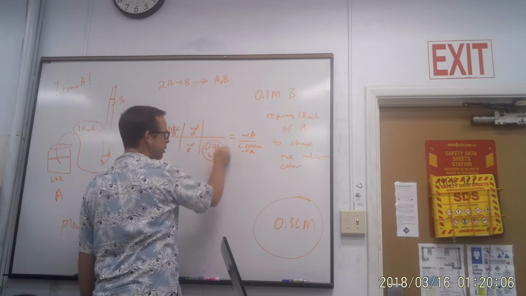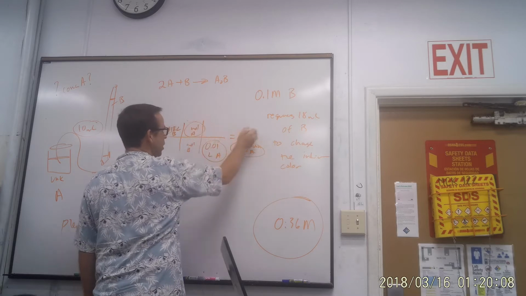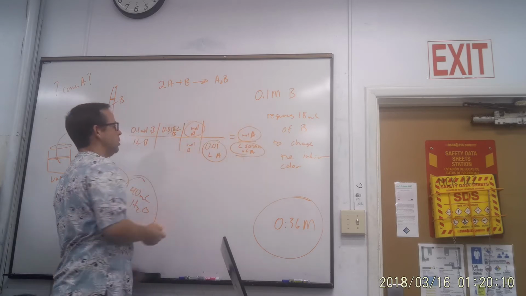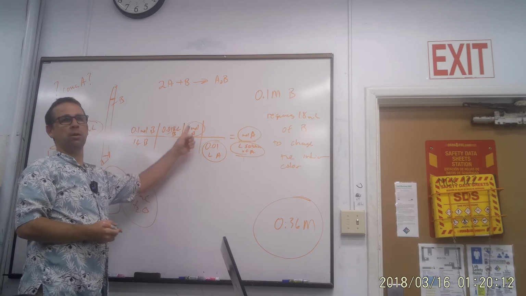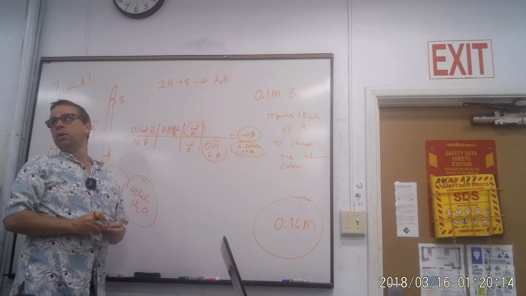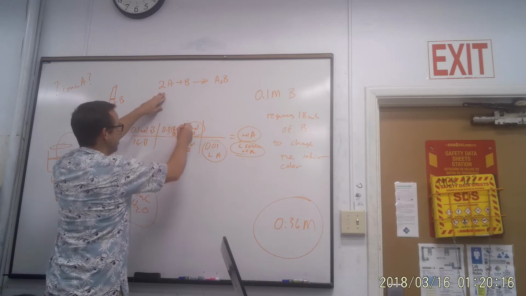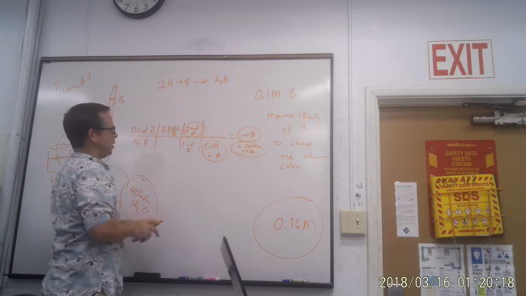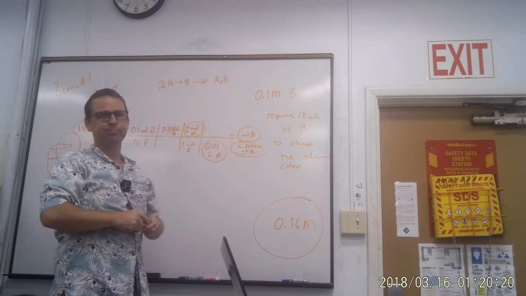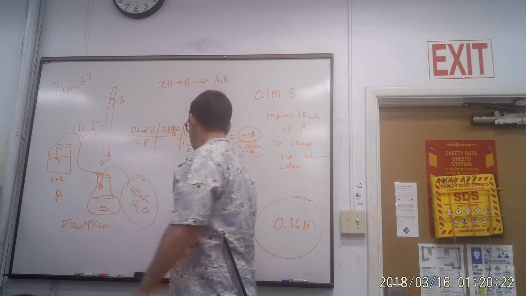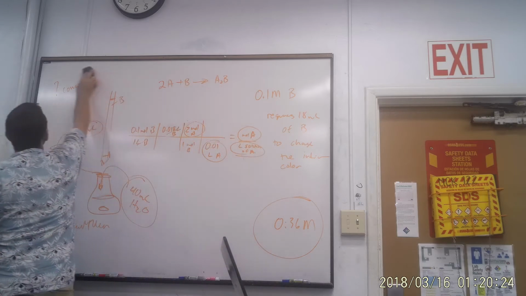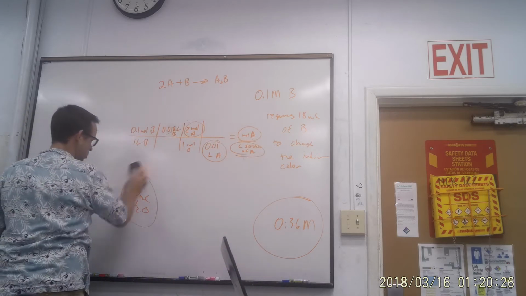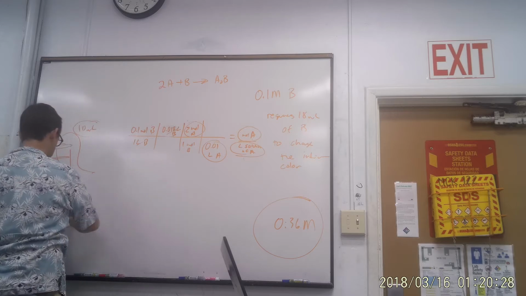So now we have liters of A on the bottom, moles of A on the top. This relationship here, it's our stoichiometry, 2 moles of A to 1 mole of B. Okay? Very good. So, a calculation from a titration.